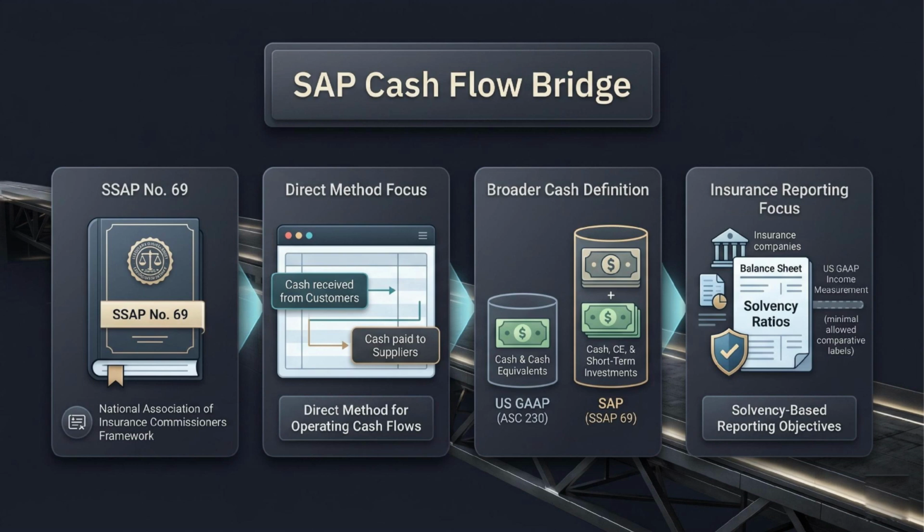One key difference is that SSAP number 69 uses a direct method focus for operating cash flows. Another difference is the broader statutory cash definition, which includes cash, cash equivalents, and short-term investments. So when moving from ASC 230 to SAP, do not assume the same reporting lens. Statutory accounting is not just GAAP with a different jacket, it has its own purpose.